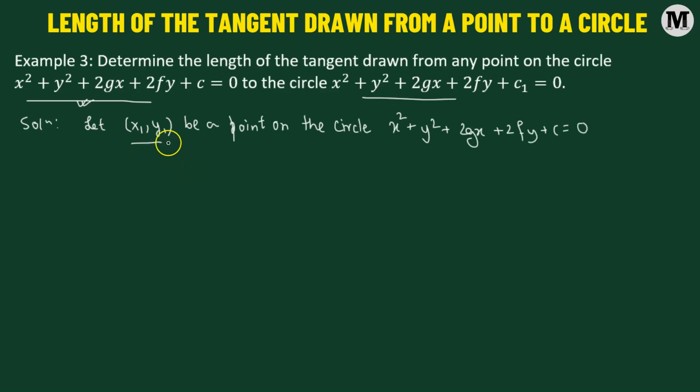Now, because this point x1, y1 lies on the circle, it's definitely going to satisfy the equation of the circle. So we're going to replace the value of x with x1 and the value of y with y1 to get x1 squared plus y1 squared plus 2gx1 plus 2fy1 plus c equals 0. Okay, now our goal will be to find the length of the tangent drawn from this particular point to the other circle whose equation is x squared plus y squared plus 2gx plus 2fy plus c1 equals 0. So let's find that.